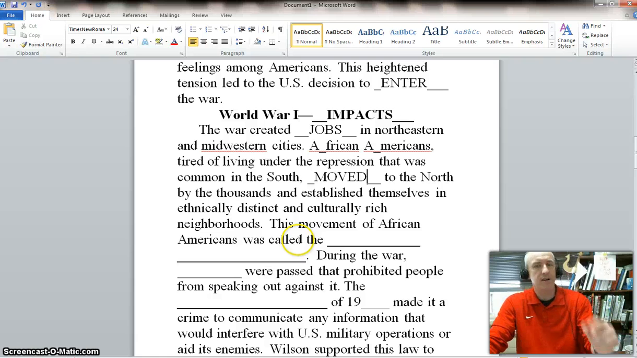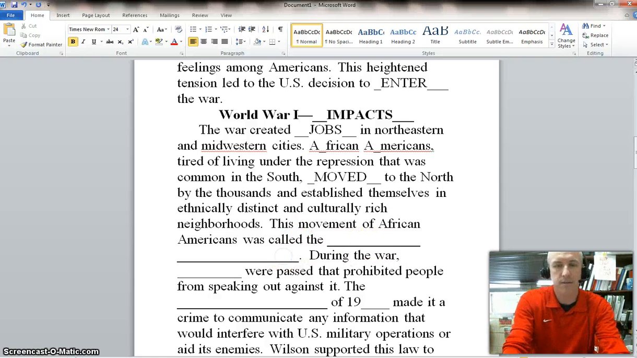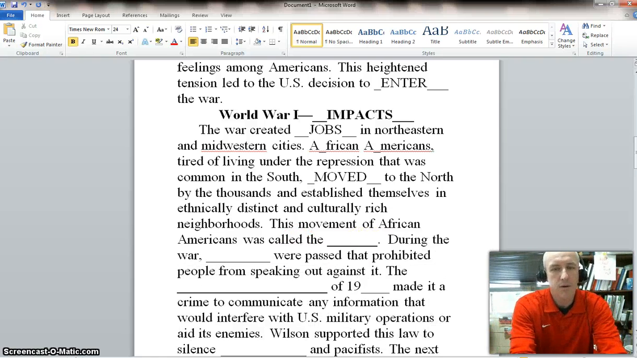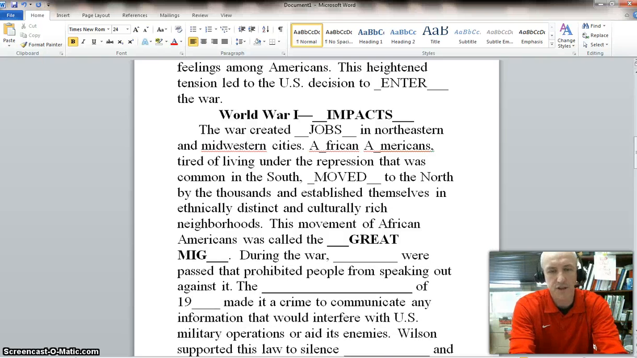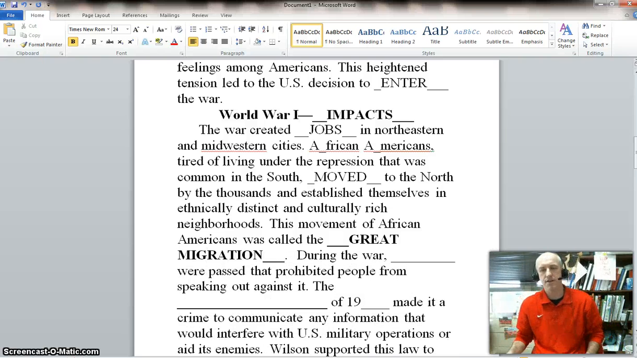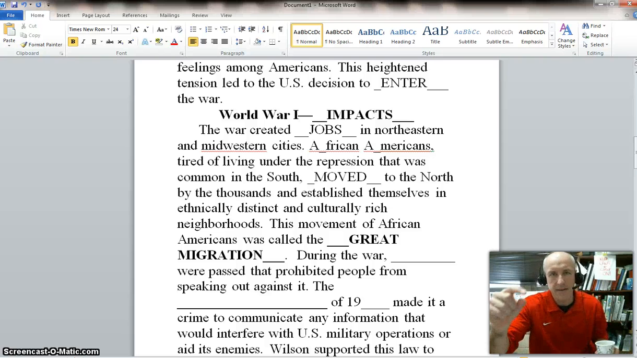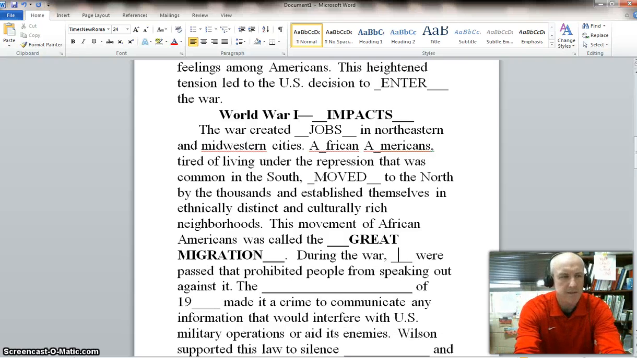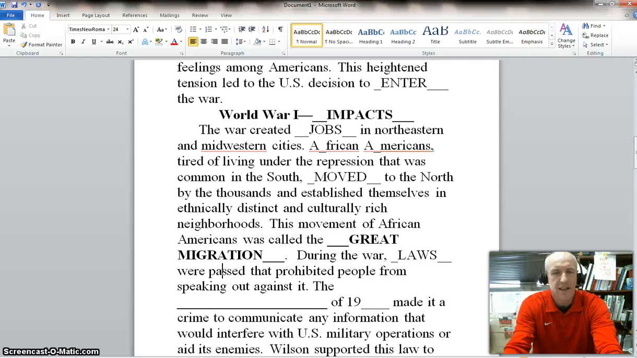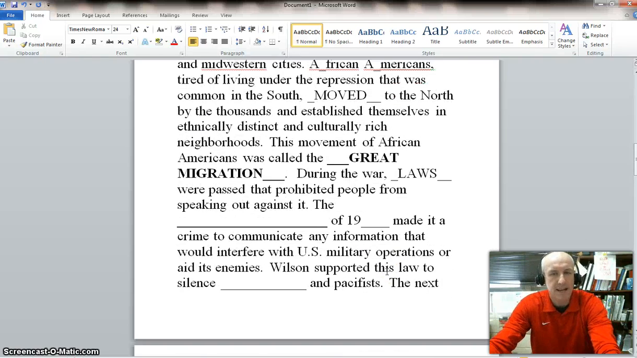This movement of African Americans was called, can you find it on the board? We call it the Great Migration. The Great Migration of thousands of African Americans leaving the South, and they're going to move to the North. All right. During the war, blank were passed. Can you figure that out? During the war, what blank were passed? Yeah, you got it. Laws were passed that prohibited people from speaking out against it.